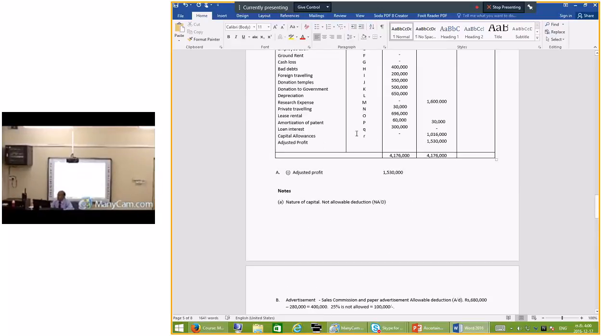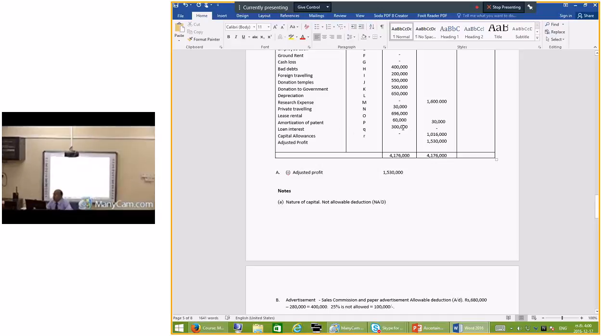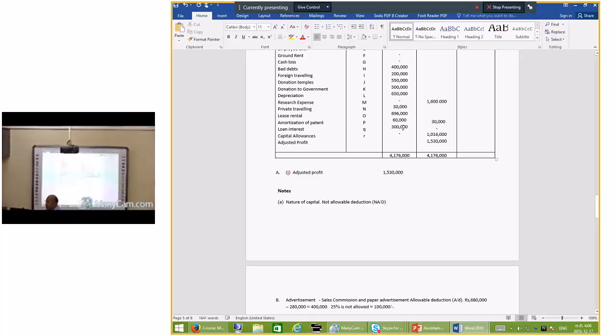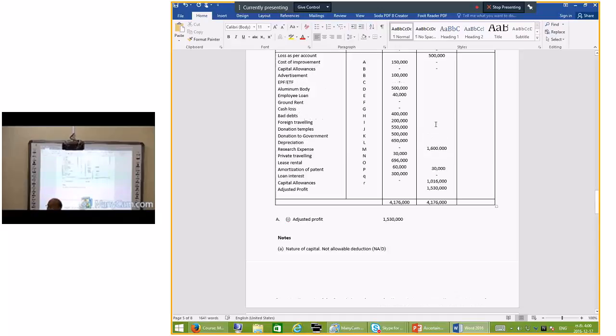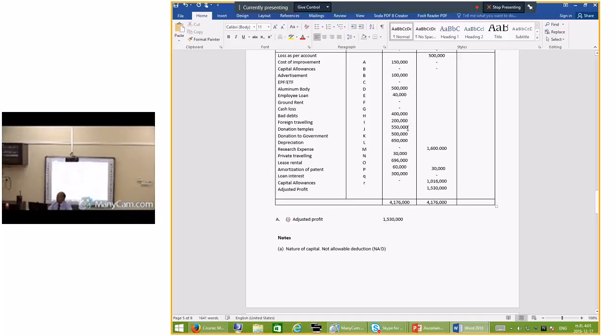Amortized patent rights we have added back and allowed only the 10%. The cost is 300,000. They have charged only 6,000, but 10% equals 10,000. Capital allowances, research, bad debts, foreign traveling, donation to temple: these are not allowed. Even donations to government are not allowed as deductions here. But donations we discuss separately when we compute the taxable income.